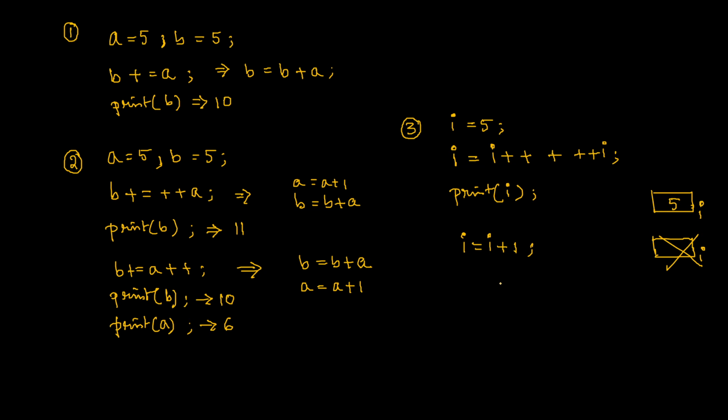Then what is the next line? The next line should be something like I equal to I plus I, right? I will not think about this I right now. I will think about this I after the assignment. That means after this statement, there will be I equal to I plus 1.